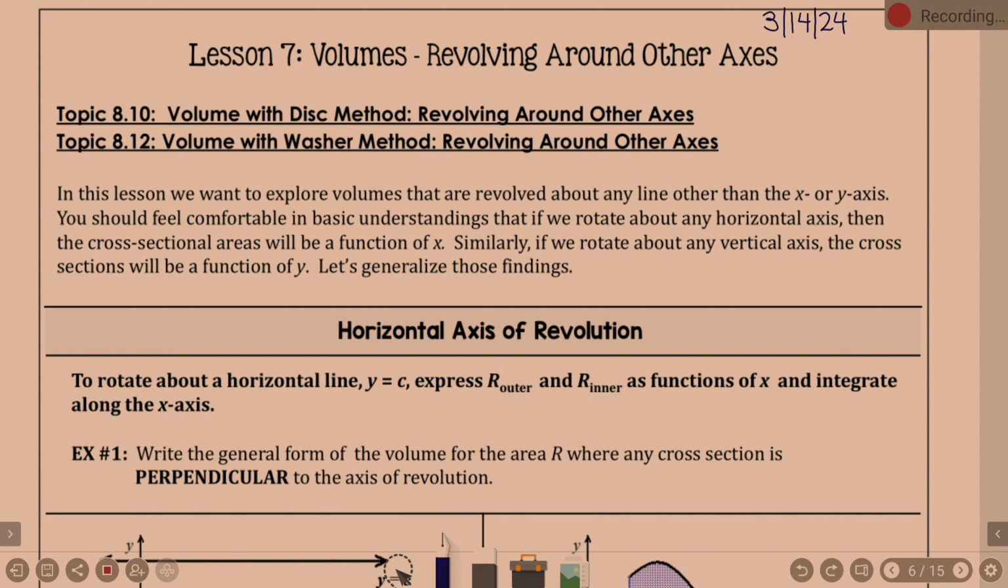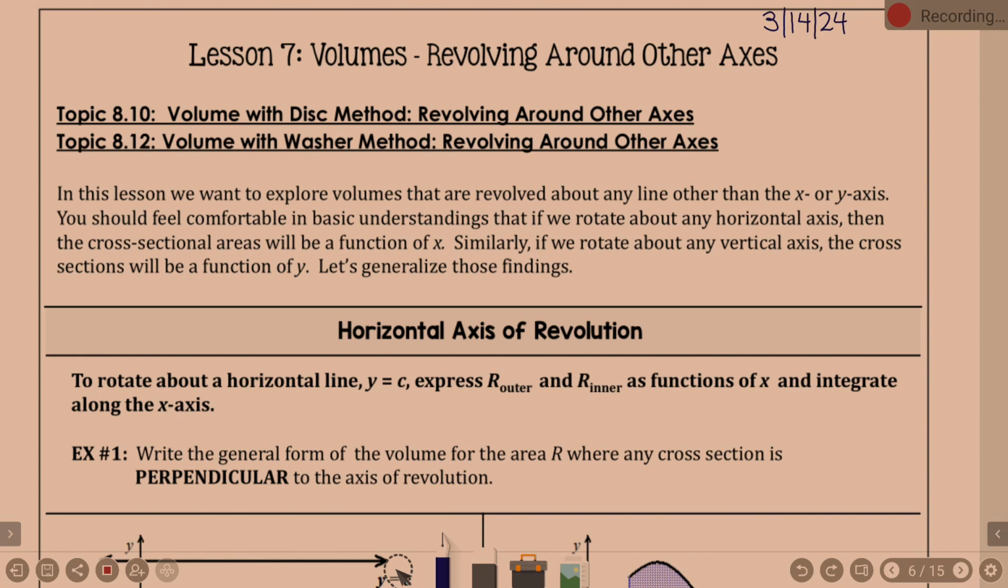Okay, so lesson 7 is our 3rd lesson of volume. This is still revolving, so we're still going to be talking washer and disk method. But the catch today is that instead of revolving specifically around the x-axis or y-axis, we're revolving around other parallel vertical or horizontal lines. So you might revolve around something like x equals 2 or y equals 5. So it's just a matter of how that changes things up. Still disk and washer method, just other axes.